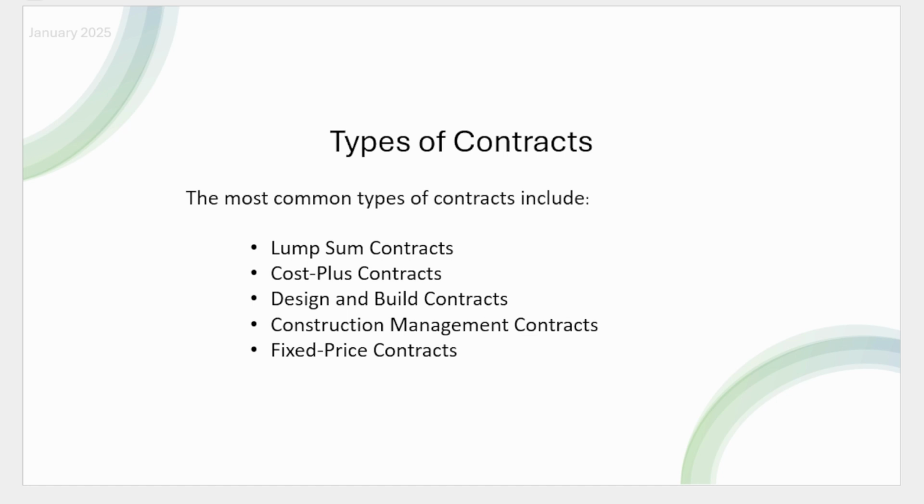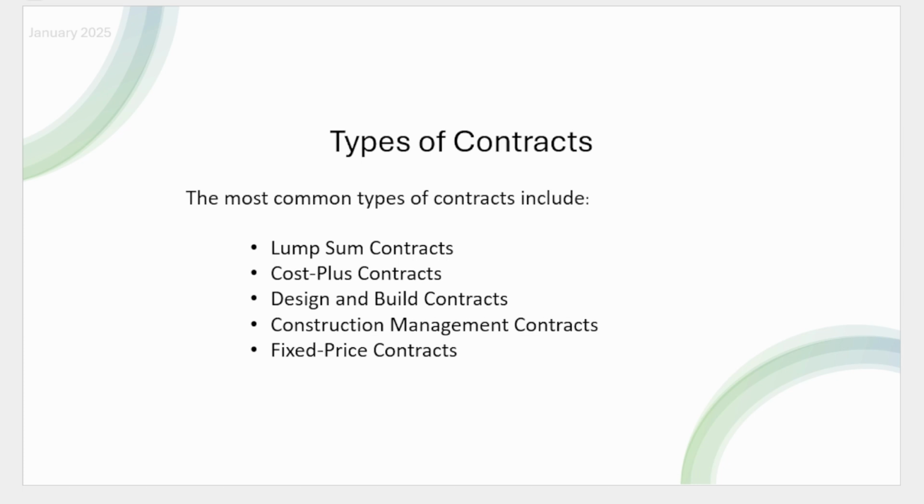Design and build contracts. This contract type combines both design and construction into a single agreement, with a contractor responsible for both. It is often used in projects where time and cost efficiency are prioritised, as it streamlines the design and construction phases. The contractor is fully responsible for delivering the project, including obtaining consents and ensuring that the design meets the client's specifications. Construction management contracts.